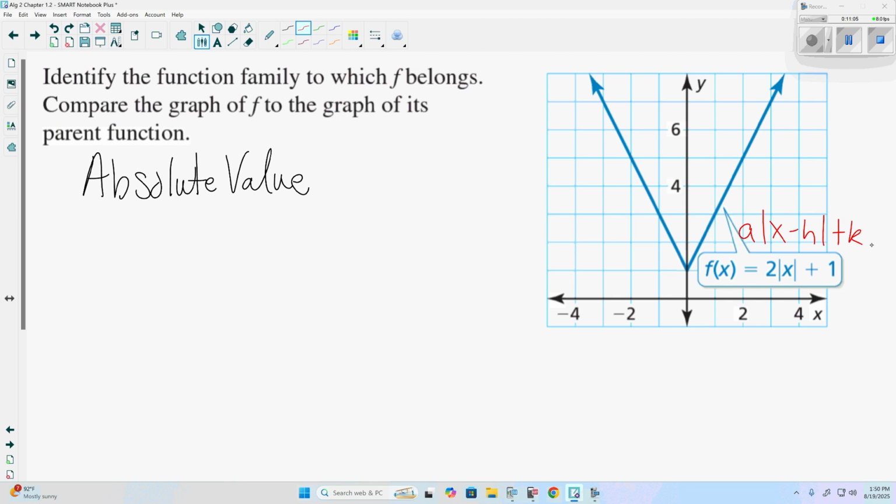So when we describe the transformation, first thing we're going to look at is h. Is there a movement left or right? No, there is no value inside the absolute value, so there is no movement left or right. Is there a value for k, up and down? Yes. How far are we moving it up or down? Up 1.